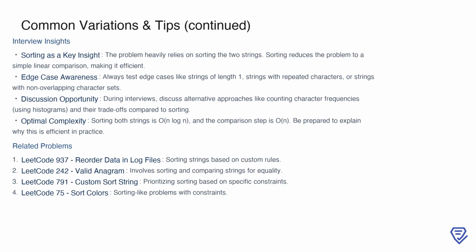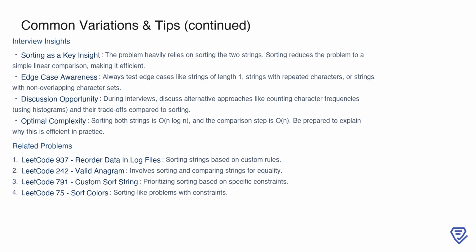Now, let's look at some important insights for interviews. Sorting is the central insight for this problem, as it simplifies the solution to a linear comparison after the initial O(n log n) sorting step. Testing edge cases is another critical aspect. Strings of length 1, strings with repeated characters, or completely disjoint character sets are examples that must be considered. Discussing alternative approaches, such as using histograms to count character frequencies, can impress interviewers by showing an understanding of different methods and their trade-offs.